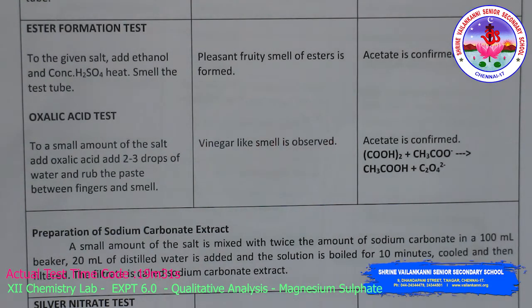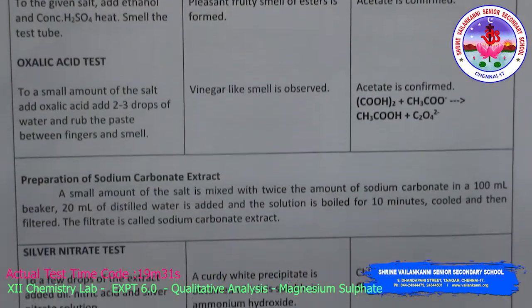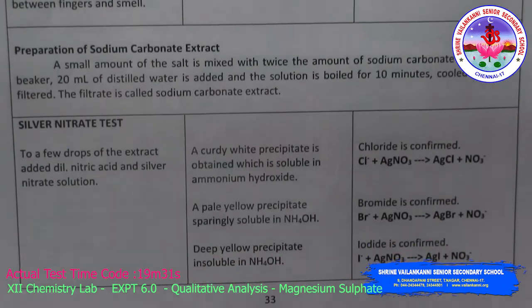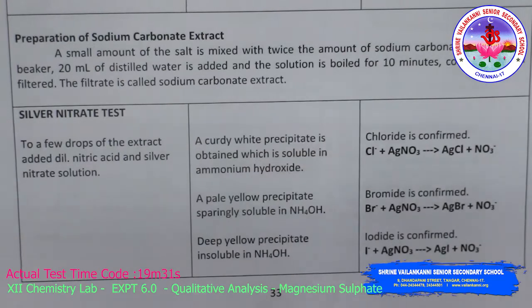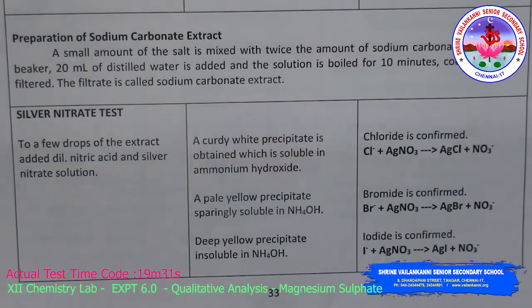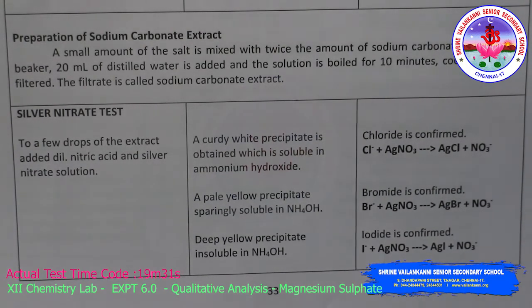Then the next thing is a very important one, preparation of sodium carbonate extract. It is very helpful to identify the acid radicals. How to prepare the sodium carbonate extract? Mix a small amount of salt with twice the amount of sodium carbonate in a 100 ml beaker and add 20 ml of distilled water. Boil the solution for a few minutes, then cool, then filter. This extract is called sodium carbonate extract.